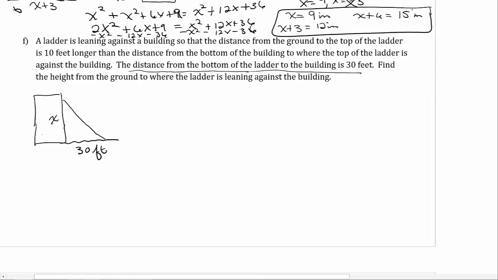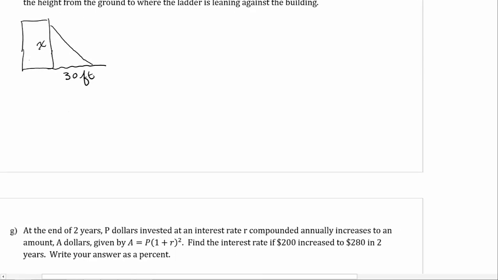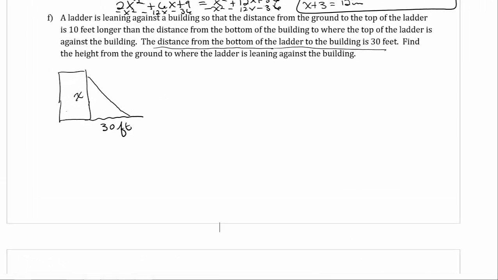And so from the ground up to where the ladder is leaning up against the building is our height x that we're trying to find. And then this other distance from the top of the ladder is 10 feet longer than the distance from the bottom of the building to where the top of the ladder is up against the wall. So that's x plus 10 over here. And I will provide you a picture of this one.